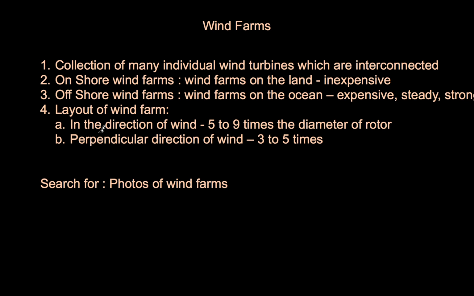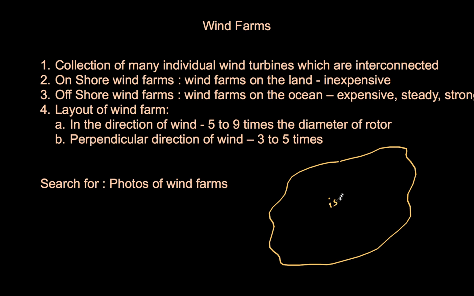Now, the layout of the wind farm. Basically what happens is, if you have a large geographical area, let's say this is an island, and on all sides there is water, and this is the land, and typically most of the time the wind direction is like this. Then first you will see at the edge of the island some towers like this. One, two. So this is a tower. This is another tower.